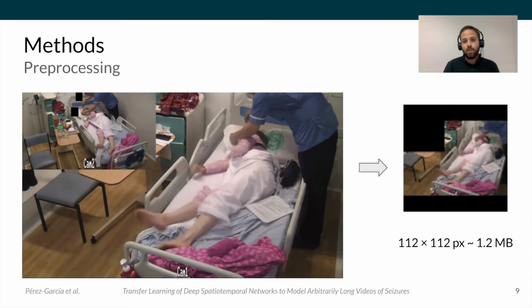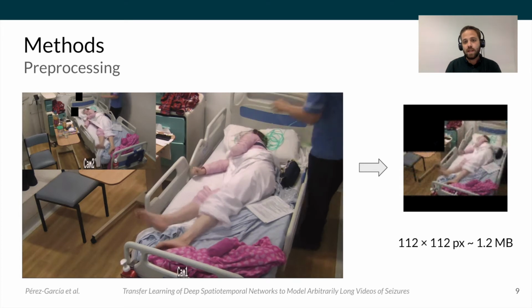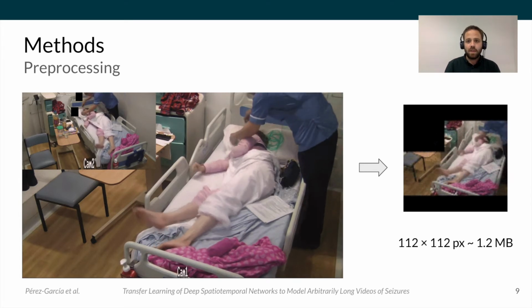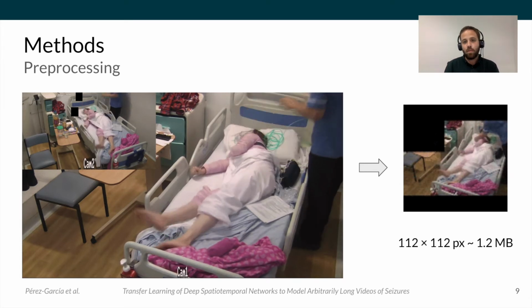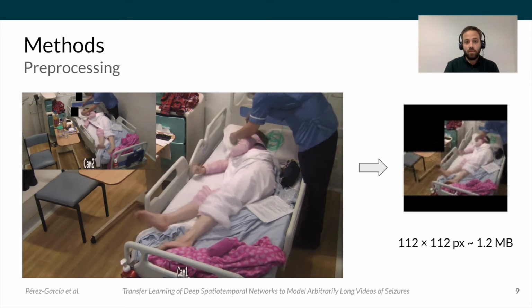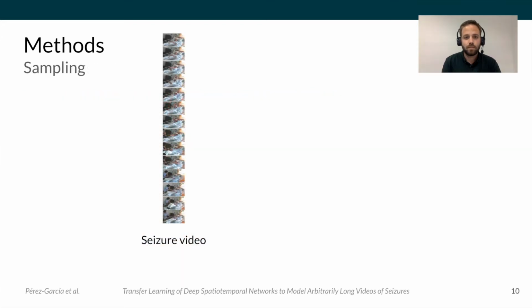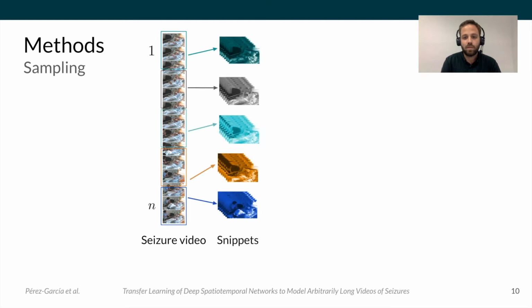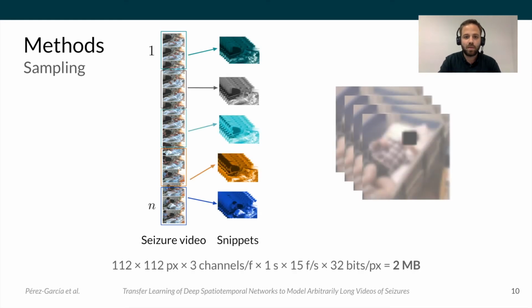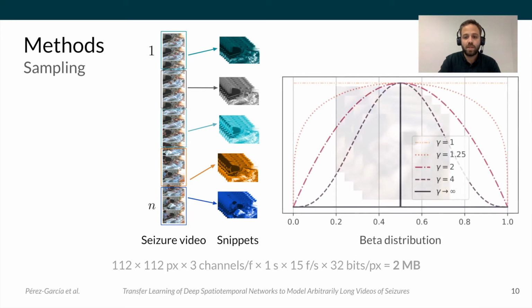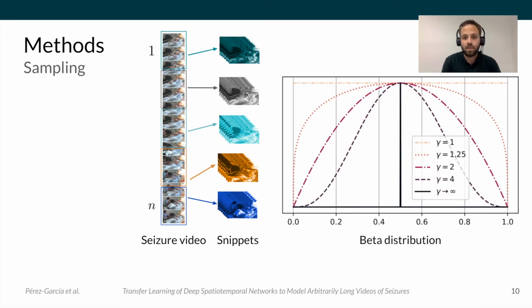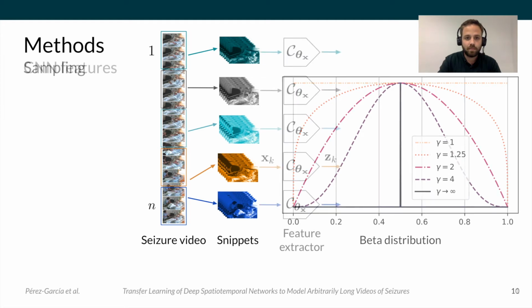Therefore, the main pre-processing step we perform on our videos is downsampling in space and time to 112 pixels with cropping and padding and 15 frames per second. Then we split the video into segments of equal duration, and a short snippet of about 1 second and about 2 megabytes is randomly sampled from each segment. We try different distributions, as I will explain later.